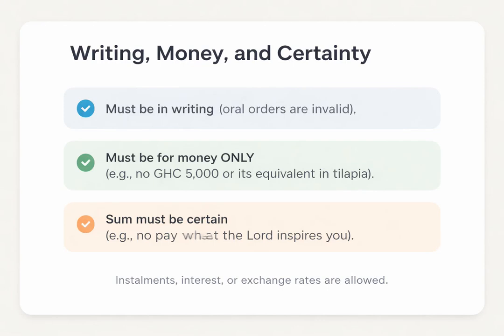Next, the order must be written down. An oral command won't cut it. Also, it has to be for money and money only. You can't ask someone to pay in cash or an equivalent amount of fish. Finally, the amount must be exact. You can't leave it up to inspiration, though you can include interest or set installment plans.